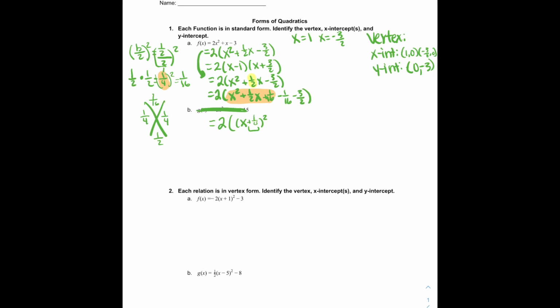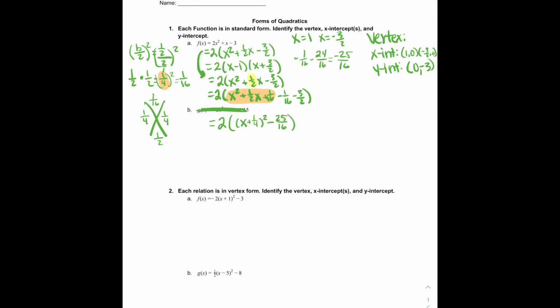So we would have x plus 1/4. Then we have -1/16 minus 3/2, which is the same thing as -1/16 minus 24/16 if I multiply both those by 8. So that gives me -25/16. So I have minus 25/16.